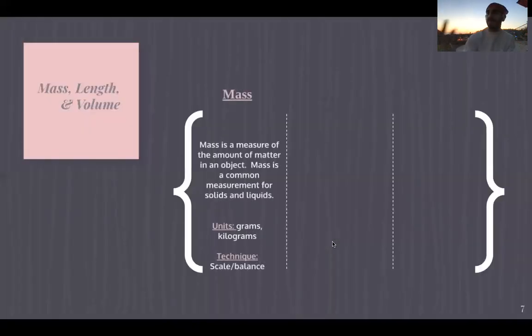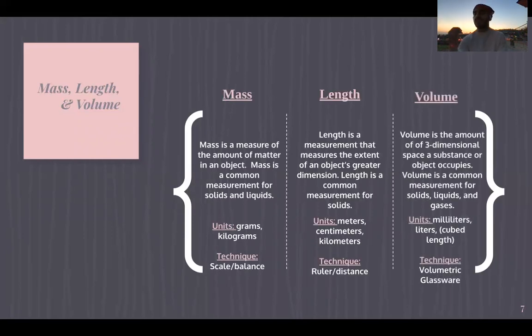Mass, length, and volume. Again, I'm going to give you the definitions and what the international system suggests that we use. Mass is a measure of how much matter is in an object, okay? Mass is a common measurement for solids and liquids. How heavy is it? How big is it? How much of something is in there? And we're going to use grams or kilograms. A lot of the times you hear people say kilos, that's kilograms. And we find this by using a scale or a balance.